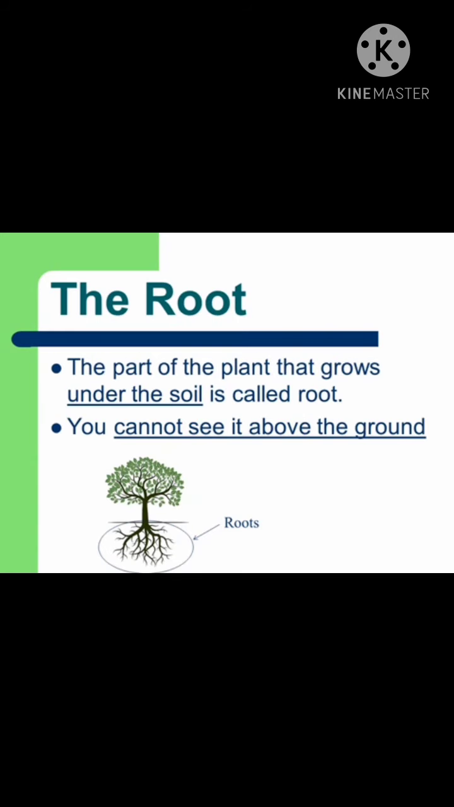First, the root. The part of the plant that grows under the soil is called root. You cannot see it above the ground. In the diagram, you can see there is a tree, and below the ground you can see there are roots. When you see the plant from up, you don't see the roots. So, the part of the plant that grows under the soil is called root.